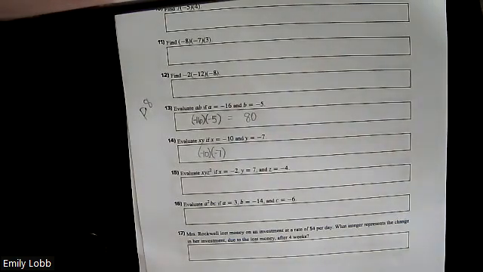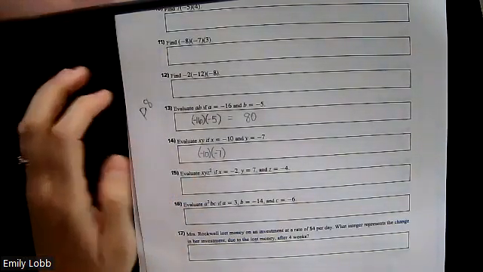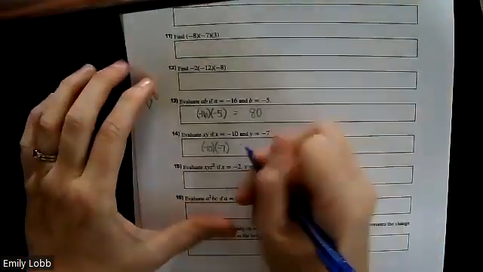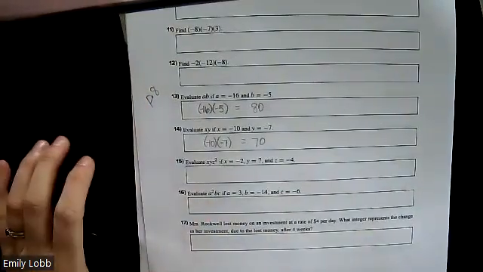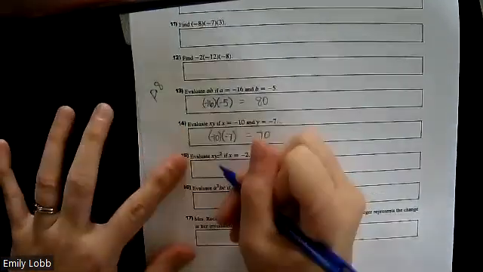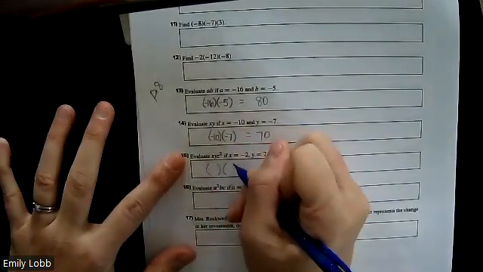You should be able to do 14 pretty easily at page 8. All right, what is negative 10 times negative 7? 70. Good.